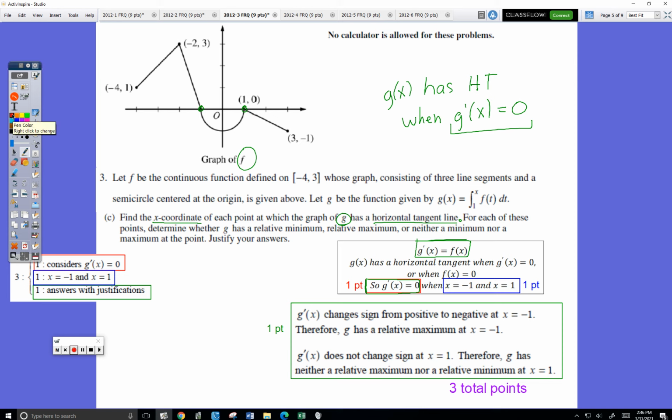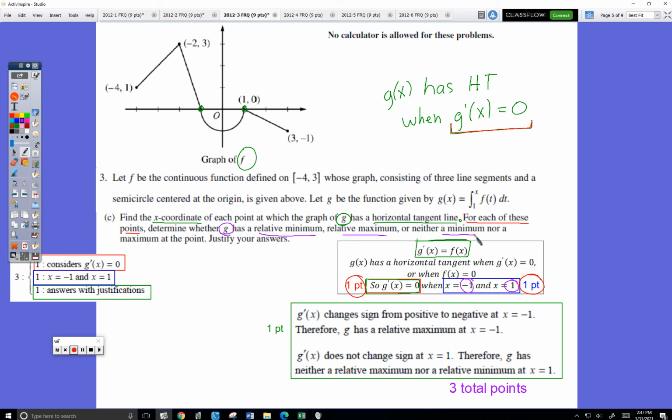So as I've said many times, whenever you're trying to find when some function's value is equal to 0, make sure you write it down. That was 1 point there, and 1 point for recognizing that that was at x-coordinates -1 and 1. Now we keep reading. For each of these points, so now we're looking to see if at x equal -1 and x equal 1, for each of these points, determine whether G has relative min, relative max, or neither.